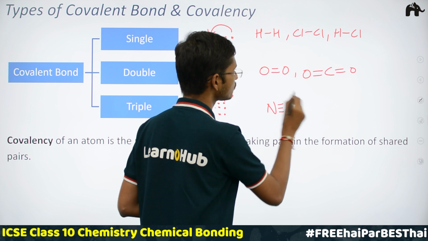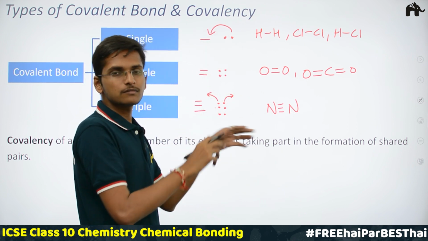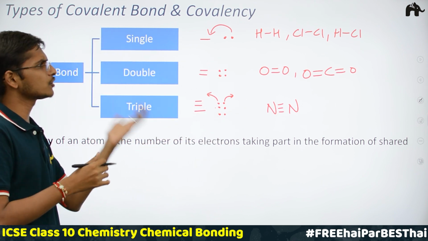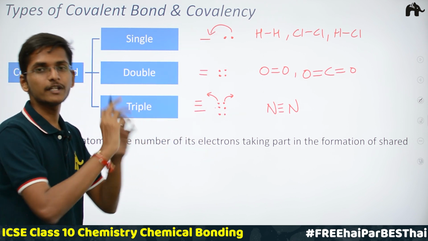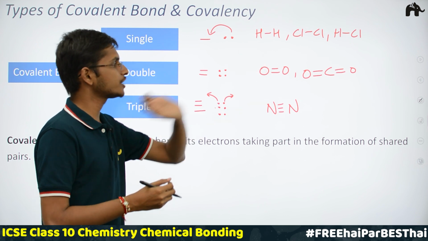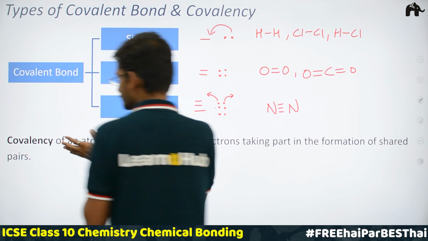Like this, nitrogen. Now why I am not telling you in detail is because you have already learned its orbit structure, and if you are not able to remember, don't worry, we are going to see the electron dot structures. In the electron dot structures, it would be very clear how these have one shared pair of electrons, two shared pairs of electrons, three shared pairs of electrons. Okay, now moving ahead to covalency.